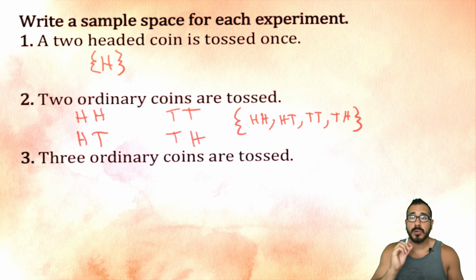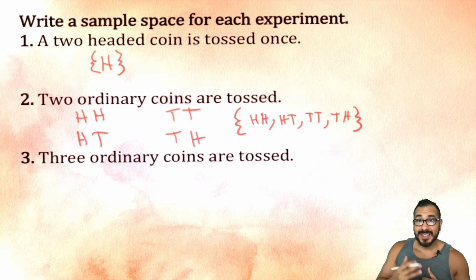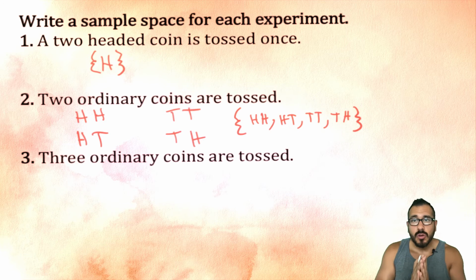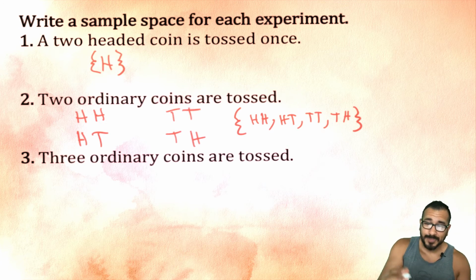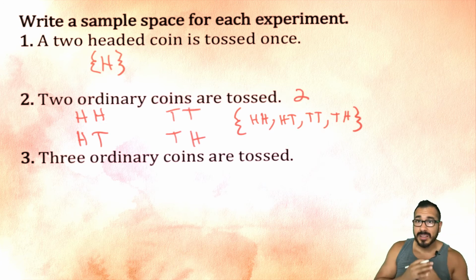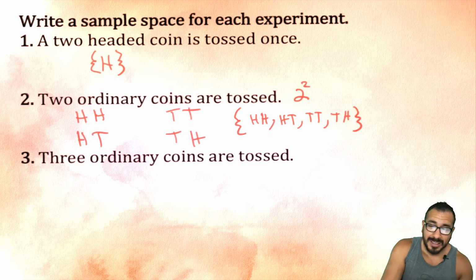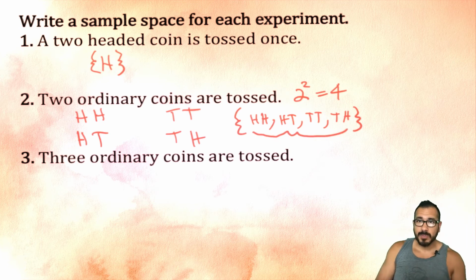And here's a pro tip for you mathletes, right? Because as these get more complicated, how do you know that you actually found all of them? Well, check this out. When you toss a coin, how many possibilities were there? Well, there were 2, right? So that's going to be our base. How many times did we repeat that action? Well, we tossed 2 times, right? Because 2 coins are tossed. So that's going to be our exponent. And so we end up with 4, and that's exactly how many elements we have here in our sample space. Write that down.